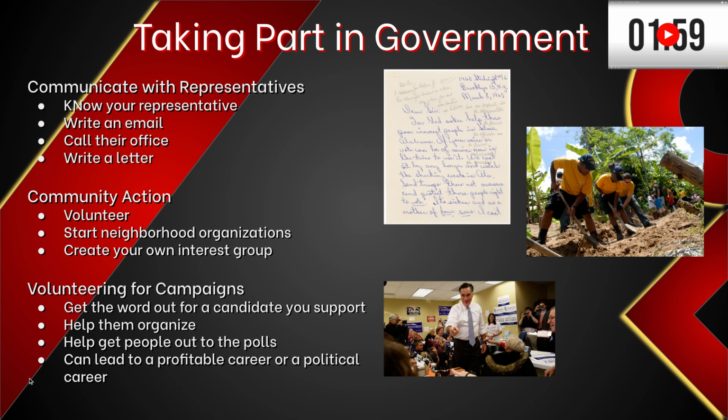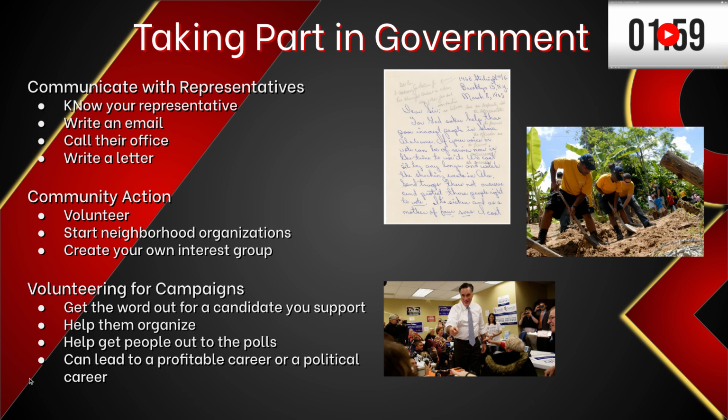That doesn't mean that you have to run for office, but you can find people running for office that will deal with your particular issues. And then you can start to get things done without having to be directly involved in politics. And then the other final one is that you can volunteer for campaigns.